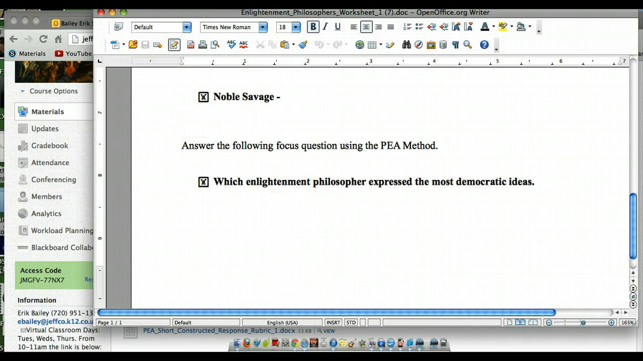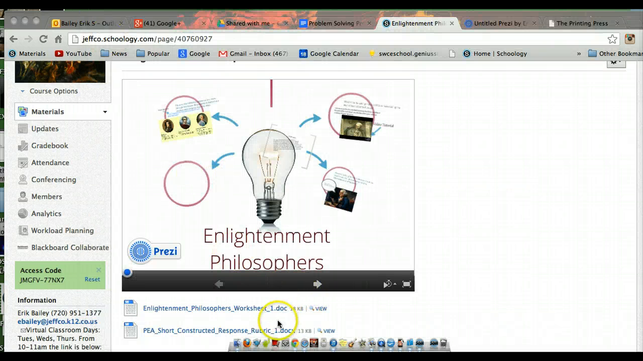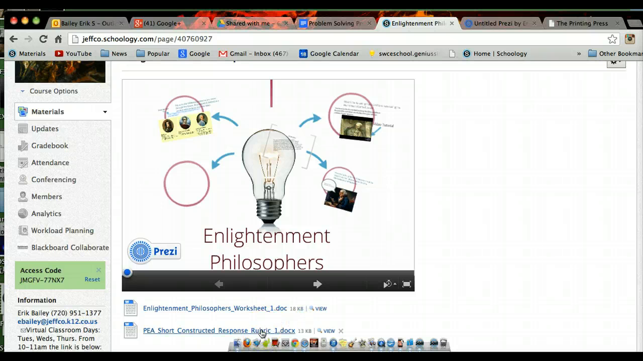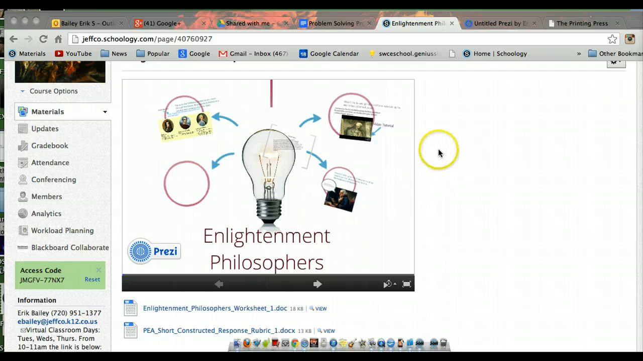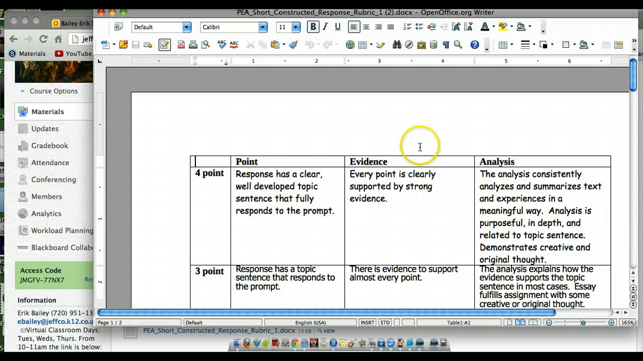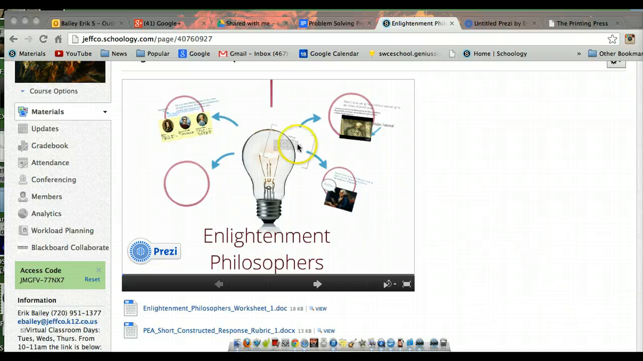Okay? That's the worksheet. The next thing I want to talk about is there is a rubric attached for this assignment, and it's a rubric having to do with the PEA method. The note-taking portion is 40% of the grade, but the majority of the assignment, 60%, is from the focus question answer that you give. And here's the rubric on that focus question answer that you're going to give. Okay, that is attached below.